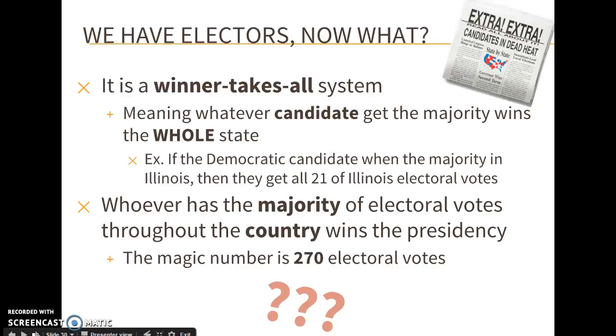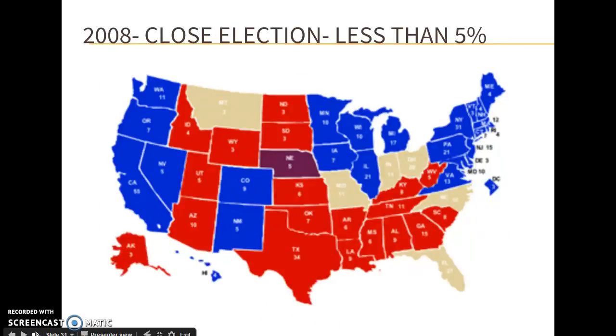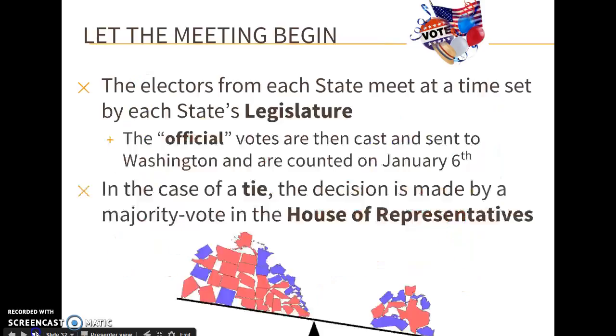Now, whoever has the majority of the electoral votes, it's a simple majority, just 51%. Whoever has the majority of electoral votes wins the presidency. So the magical number is 270 electoral votes. So the first person to get to 270 electoral votes becomes president of the United States.